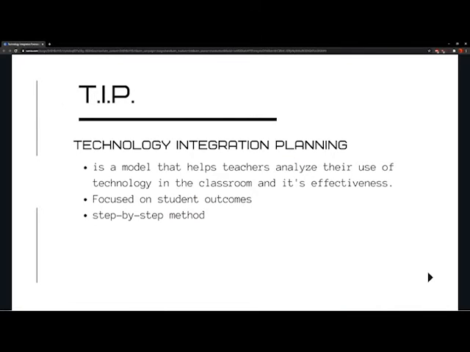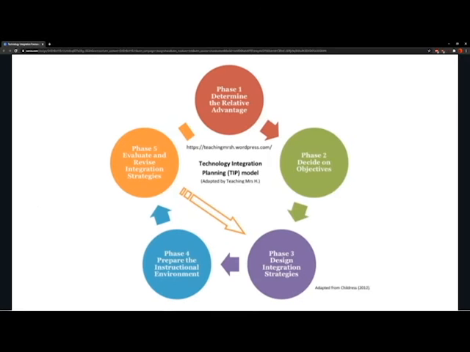Technology integration planning is a model that helps teachers analyze their use of technology in the classroom and its effectiveness. It's focused on student outcomes, and it is a step-by-step method. Phase 1 is determine the relative advantage. Phase 2, decide on objectives. Phase 3, design integration strategies. Phase 4, prepare the instructional environment. And Phase 5, evaluate and revise integration strategies.